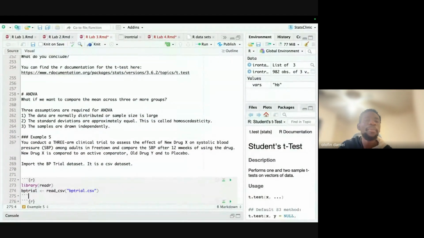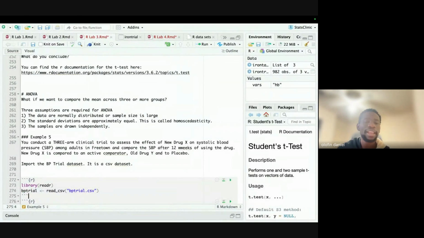So now we'll be talking about ANOVA. What you need to know is that the difference between ANOVA and independent sample t-test is that ANOVA involves 3 or more groups, while independent sample t-test involves comparing means between 2 groups. That's what independent sample t-test does, 2 groups, while ANOVA involves comparing means between 3 or more groups.